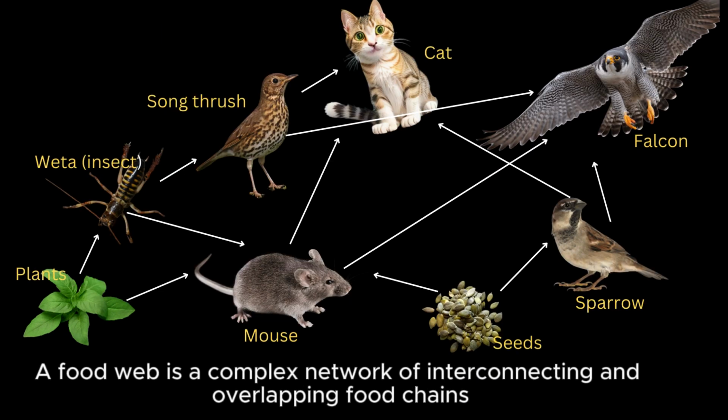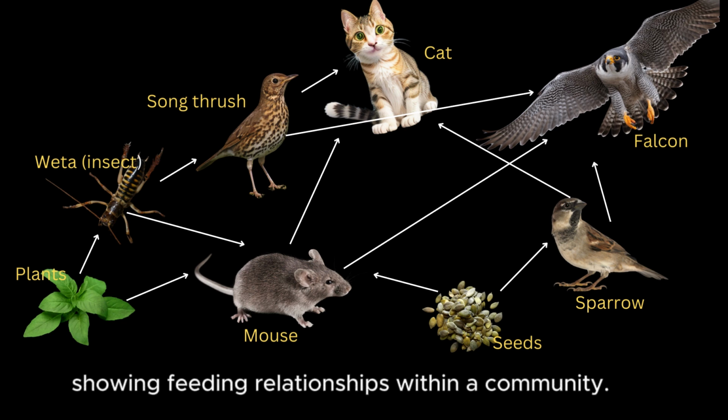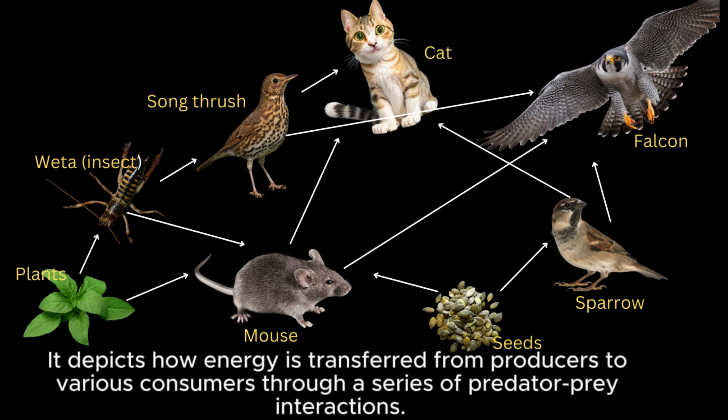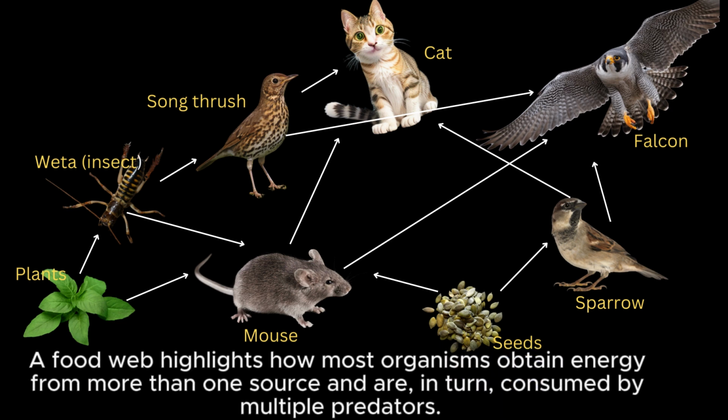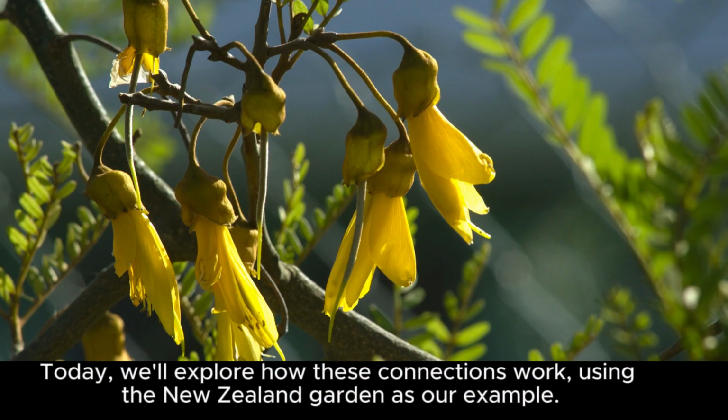A food web is a complex network of interconnecting and overlapping food chains, showing feeding relationships within a community. It depicts how energy is transferred from producers to various consumers through a series of predator-prey interactions. A food web highlights how most organisms obtain energy from more than one source and are, in turn, consumed by multiple predators. Today, we'll explore how these connections work, using the New Zealand garden as our example.